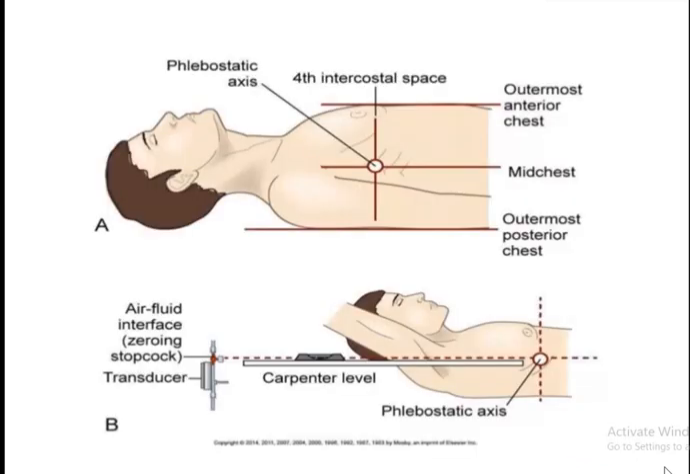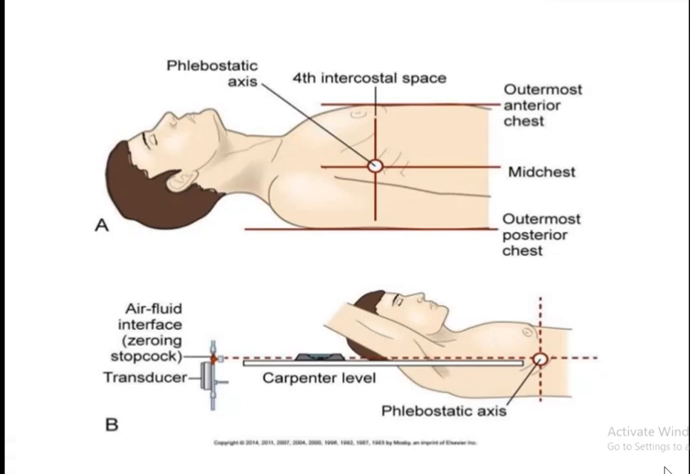Now, this is another important thing that you must all know: all the recordings of pressures, like central venous pressure or this intra-arterial pressure, must be done at the phlebostatic axis. Now, what is this phlebostatic axis? This is usually taken at the level of the fourth intercostal space, where the fourth intercostal line and the mid axillary line intersect. So that is the point.